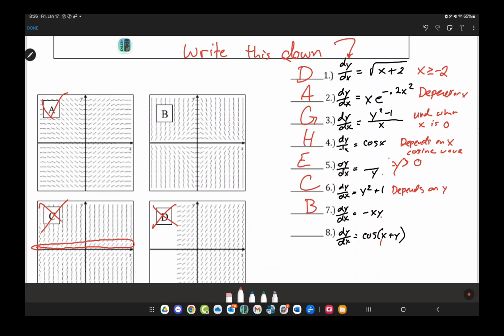And then F is 8 because it has the waves again. Are there diagonal asymptotes in F? Maybe not, it's just a weird looking graph. It's cosine too. We do kind of have a diagonal symmetry there.